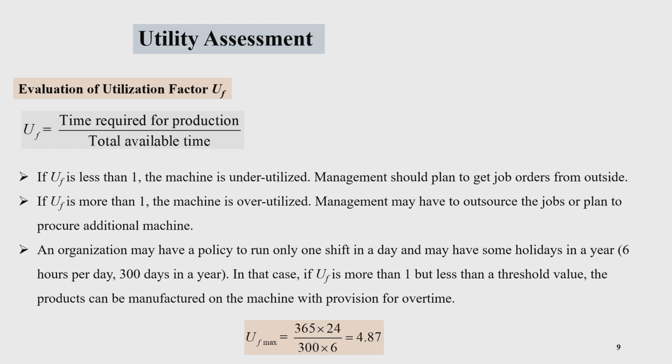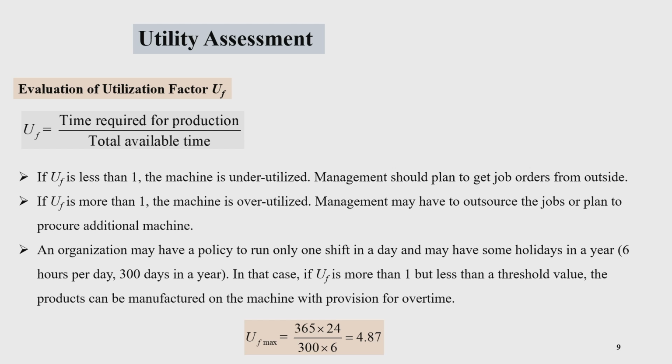So if you can, in your organization, have this type of data, then you can alert your management that management should plan to get job orders from outside, because utilization is less than 1. If the utilization factor is more than 1, the machine is overutilized, and management may have to outsource the jobs or plan to procure an additional machine. An organization may have a policy to run only one shift in a day and may have some holidays in a year.